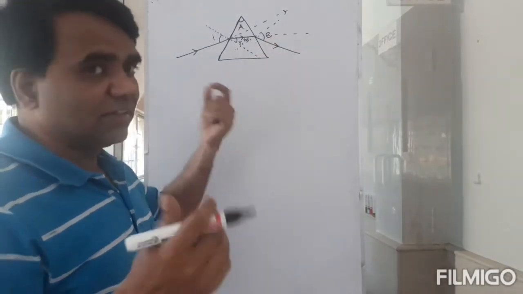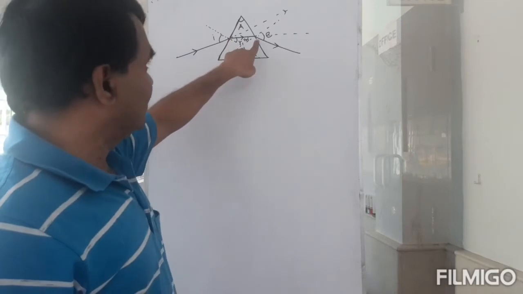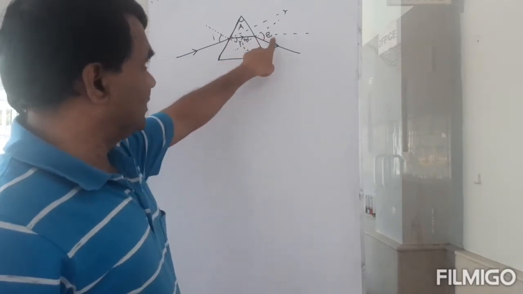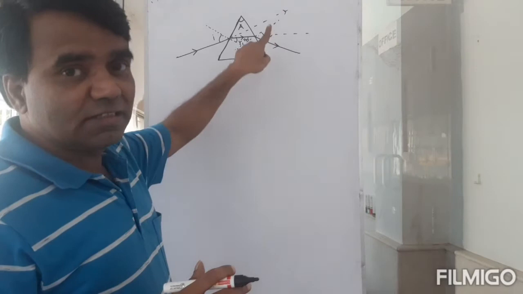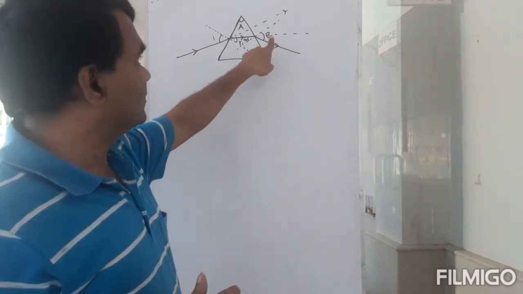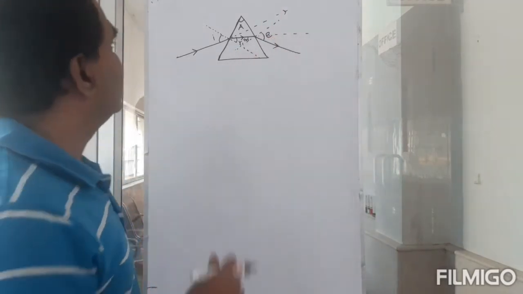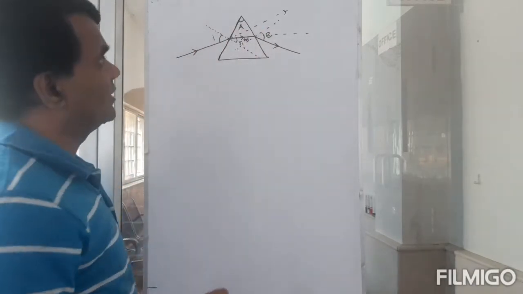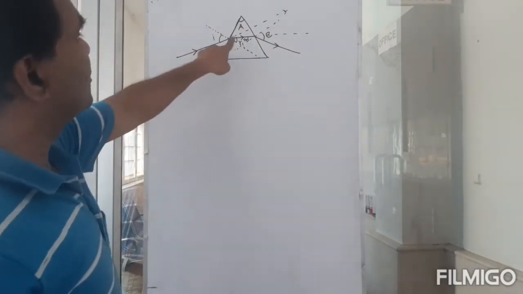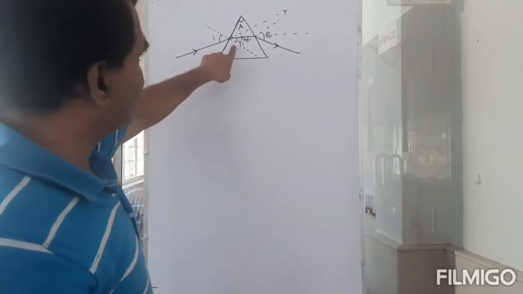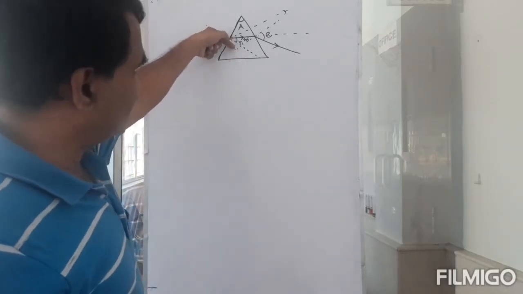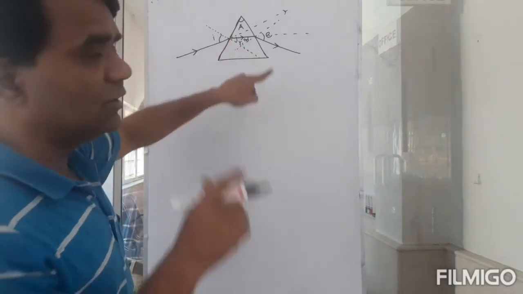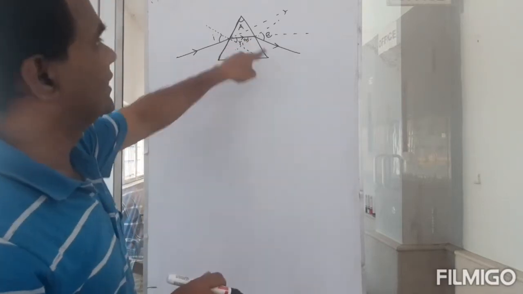There are two angles of refraction, right? There is one angle here and another angle here, but this angle I am going to call the emergent angle. So R1 and R2: R1 is the angle of refraction for the first surface, and R2 is the angle of incidence for the second surface.